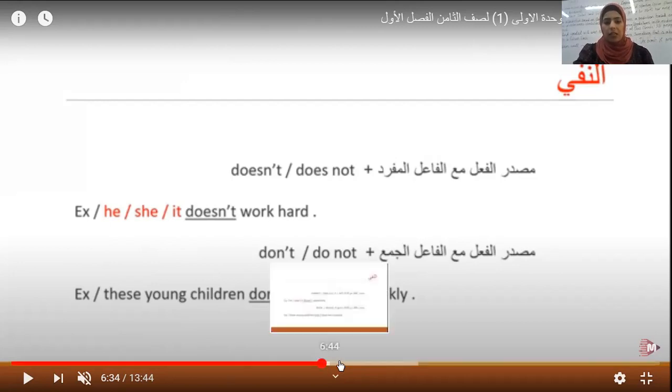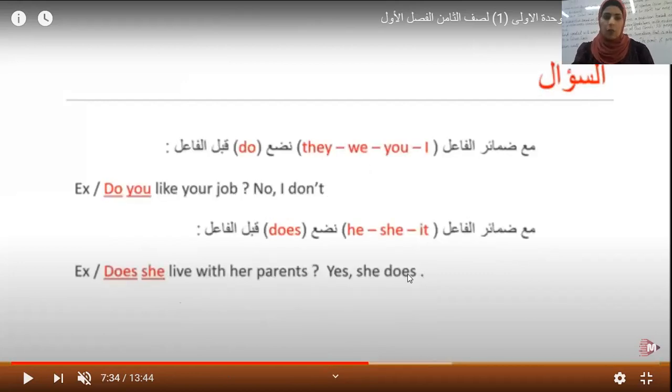This is in negation. Now let's talk about forming the question in present simple. As we use do and does to negate the sentences, we also use do and does to form the question in present simple. How? Look at this example. We have already said that we use do with the plural subject: they, we, you, and I. Of course, not does. We can't say we does or does we. We can't say you does or does you. No, just do with plural subjects.